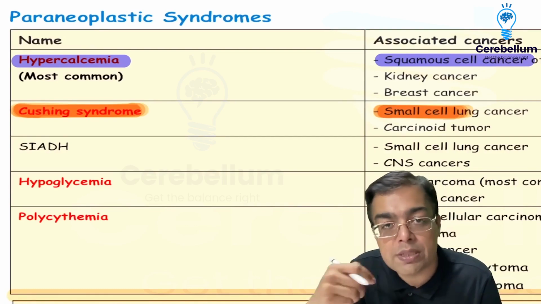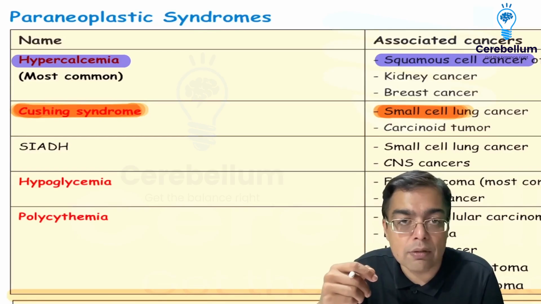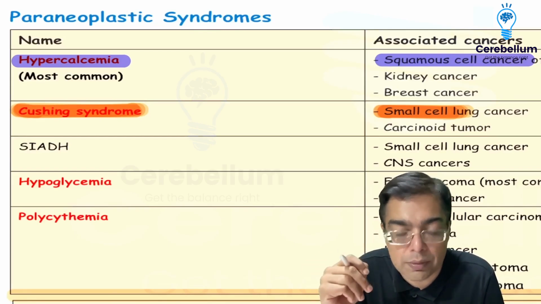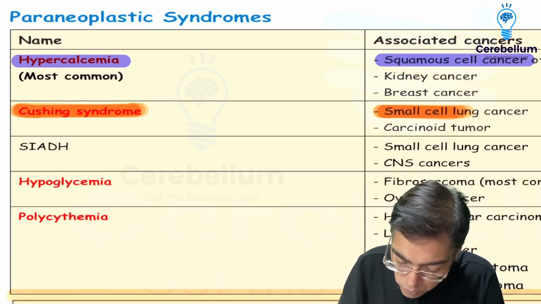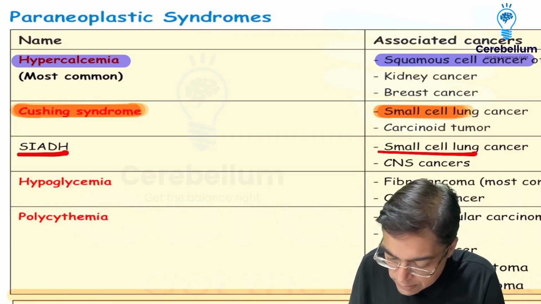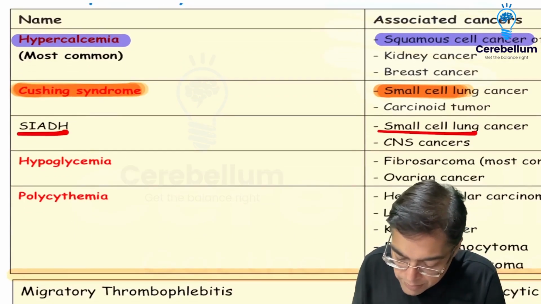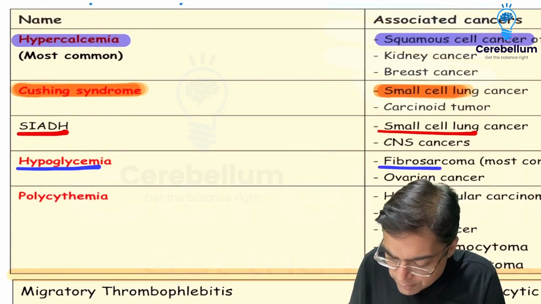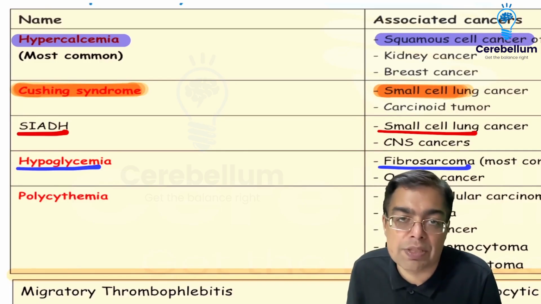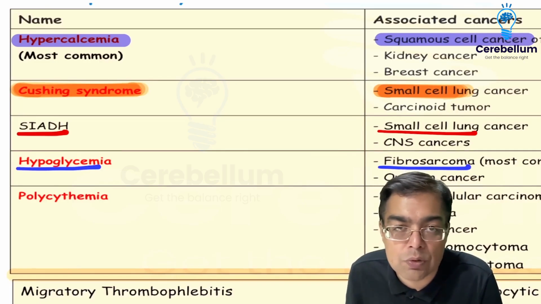Cushing syndrome can also be seen in case of a tumor arising from the enterochromaffin cells, like the carcinoid tumor. Whenever we are going to be making a reference to SIADH, that is going to be seen as a feature of small cell lung cancer. Hypoglycemia can be seen as a finding in case of a patient having sarcomas like fibrosarcoma. At times, it can also be seen as a finding of a patient suffering from liver cancer, hepatocellular carcinoma as well.